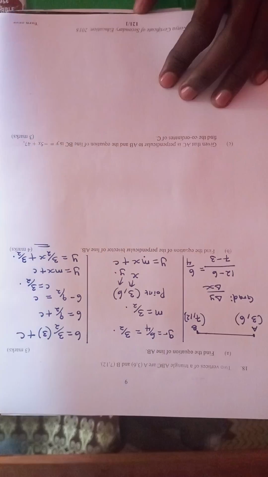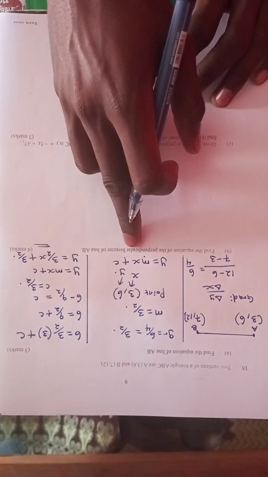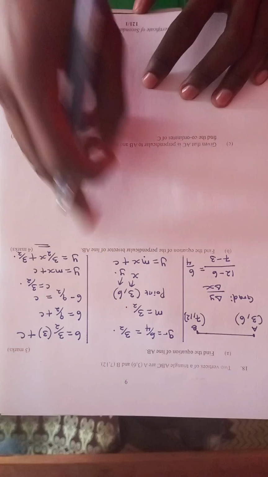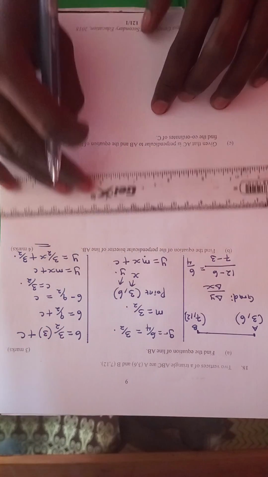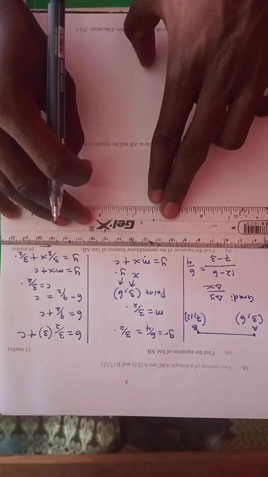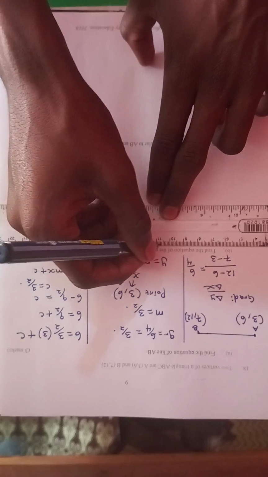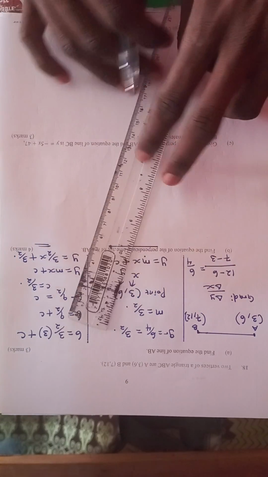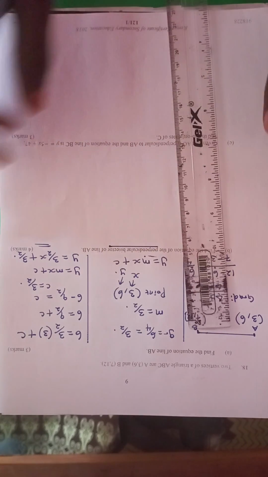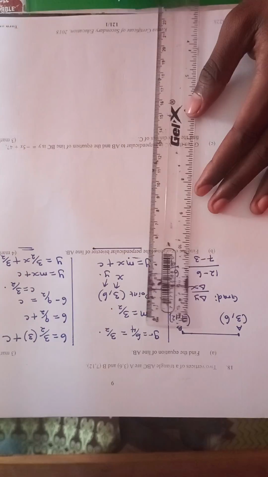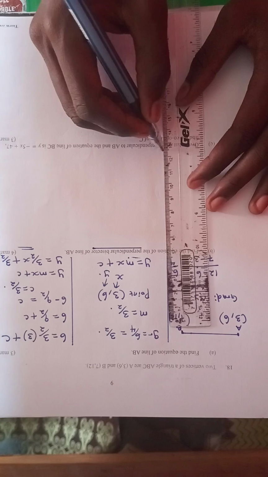Part B of the question, find the equation of the perpendicular bisector of line AB. Perpendicular bisector. So the term here is perpendicular bisector. So we'll come here and say for the perpendicular bisector, this is what you are going to have.